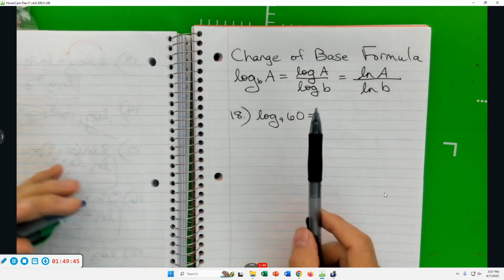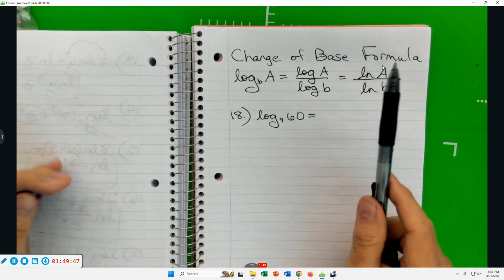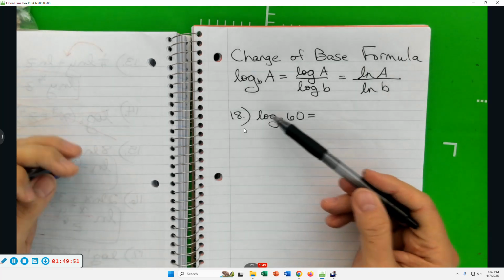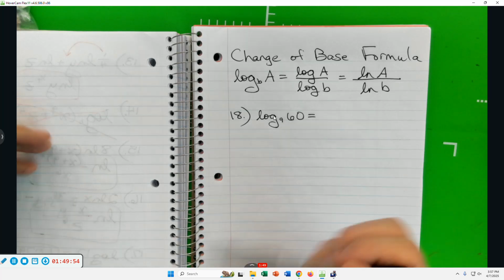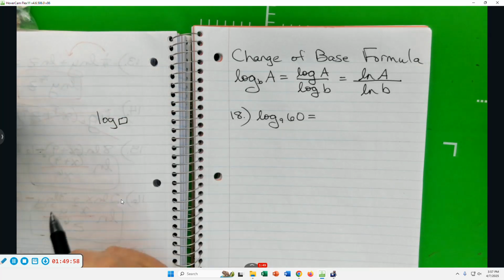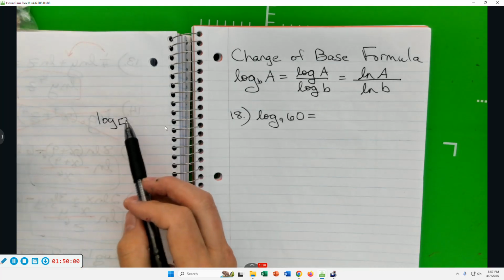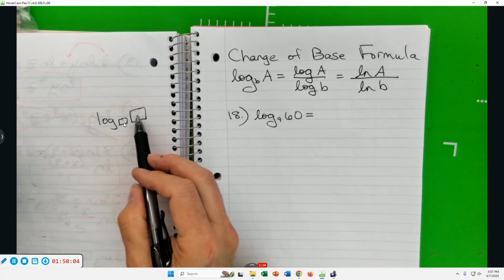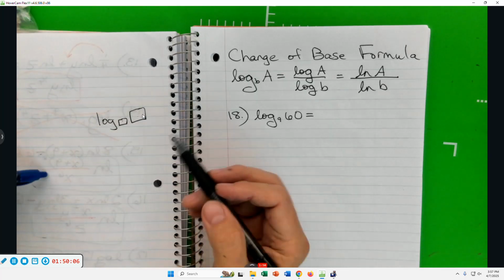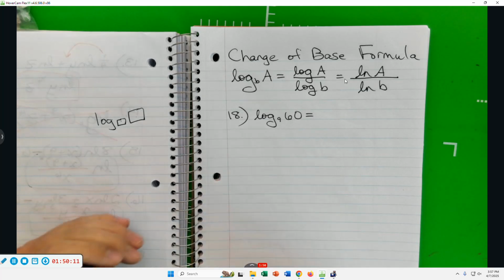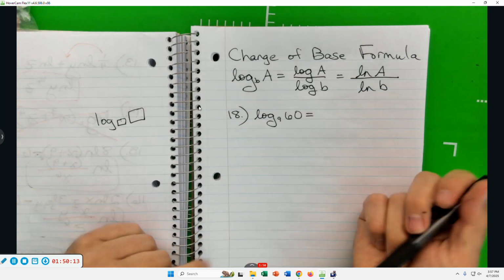The instructions say use the change of base formula. Now there are some calculators that have this wonderful little log base key, with a little box down there, and a box here, and a box here. So you type in the subscript and then you type in the argument. Well, that does the change of base formula for you, but my calculator doesn't have that wonderful little key.